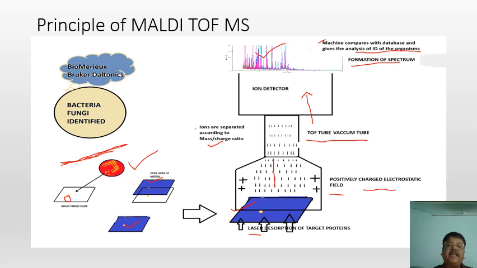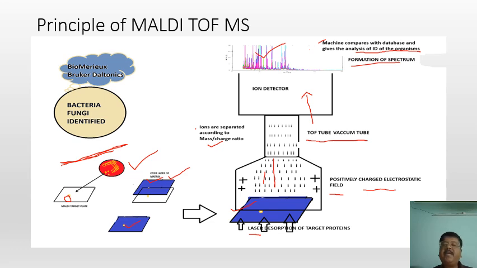Matrix assisted means this blue color what we have seen. Matrix is the mixture of certain chemicals which will help ionization and desorption of ions. So matrix assisted laser desorption. So laser is helpful for desorption. Desorption is something opposite of absorption. Absorption, they will absorb on the surface. Desorption means they will get released from the surface. So ions get released because of laser energy and go to the time of flight, and then it is detected.